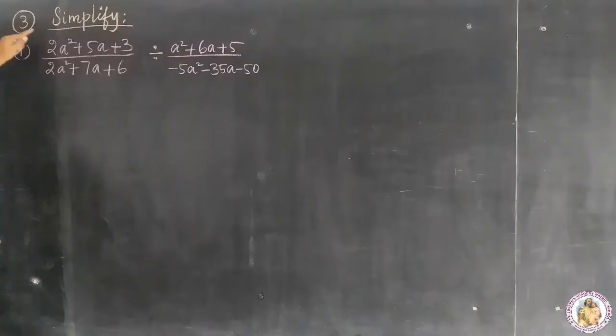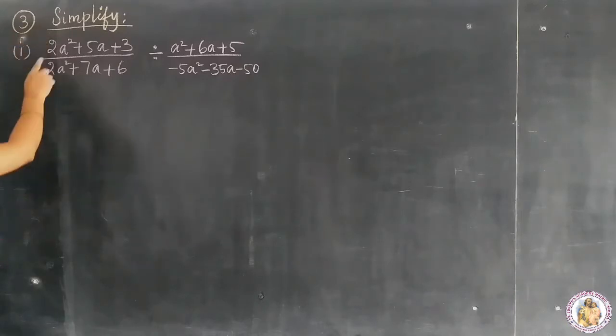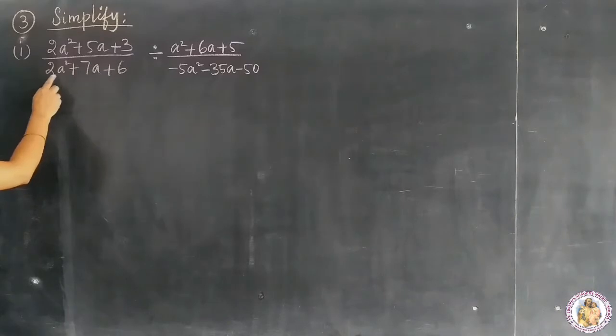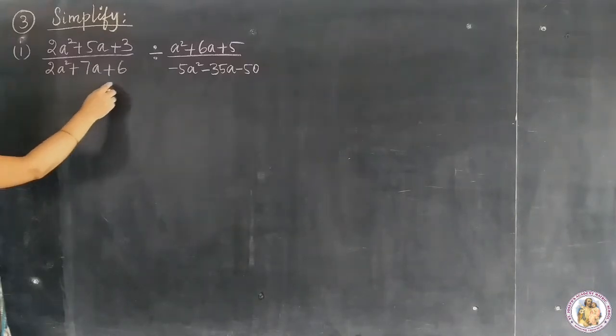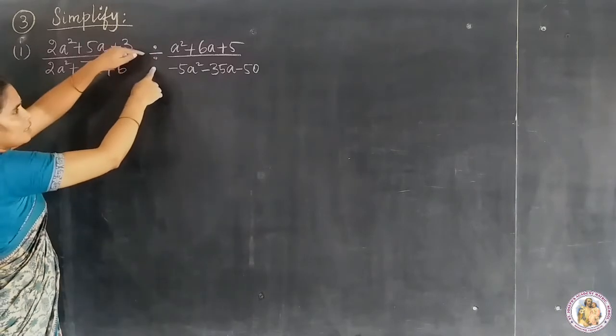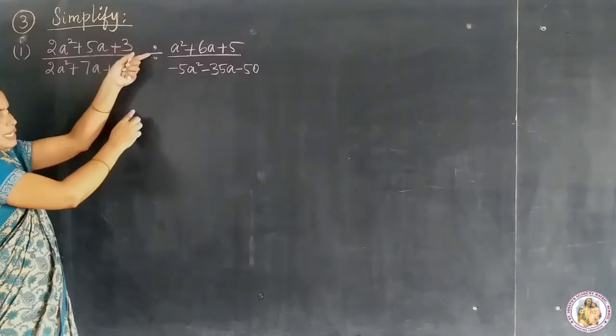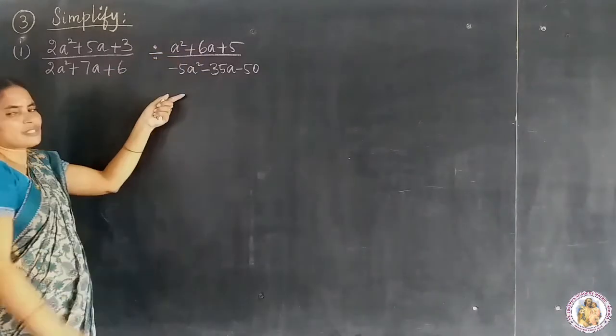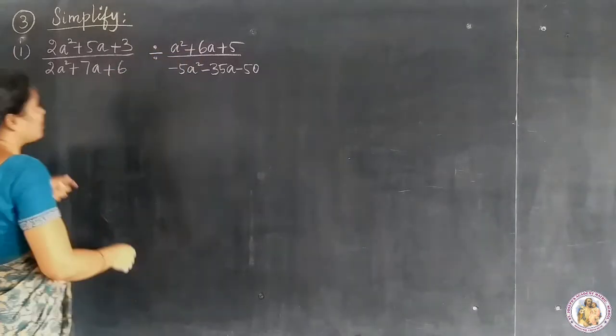Question number 3, simplify. Here 2a square plus 5a plus 3 divided by 2a square plus 7a plus 6. Here you can see division symbol. It's very easy. As it is what we did in multiplication, just we have to reciprocal the factors after factorization. Okay? And then cancel. Very simple.